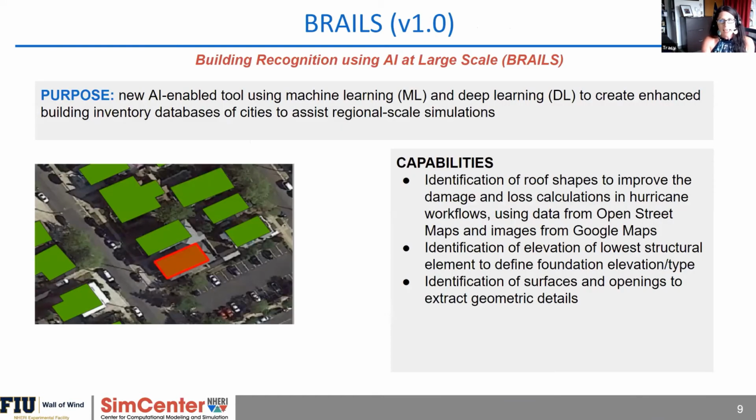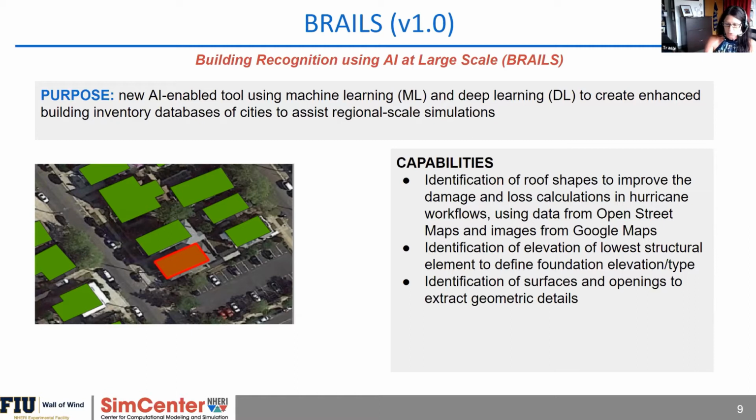And then by bringing a tool called BRAILS into the workflow, we are able to take street view imagery and satellite imagery and use image processing to mine the characteristics of those images so we can classify roofs as hip or gable or flat. We can pull out geometry so you can see the elevation of the structure for looking at storm surge. And we can even extract out the building surfaces and openings so you could literally digitize from a photo a building and bring it into the test bed.